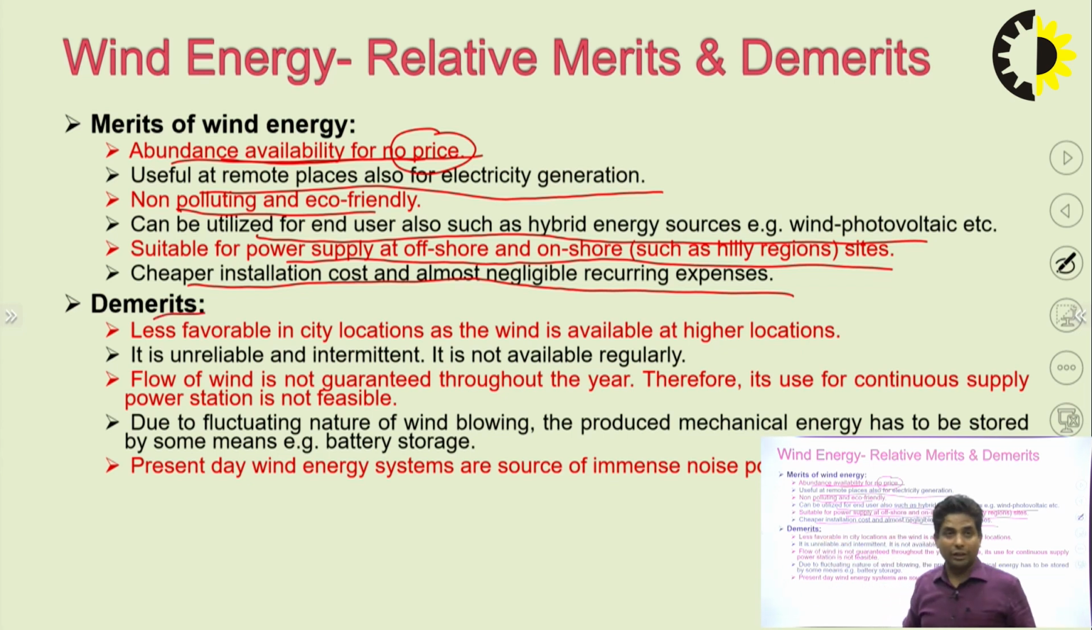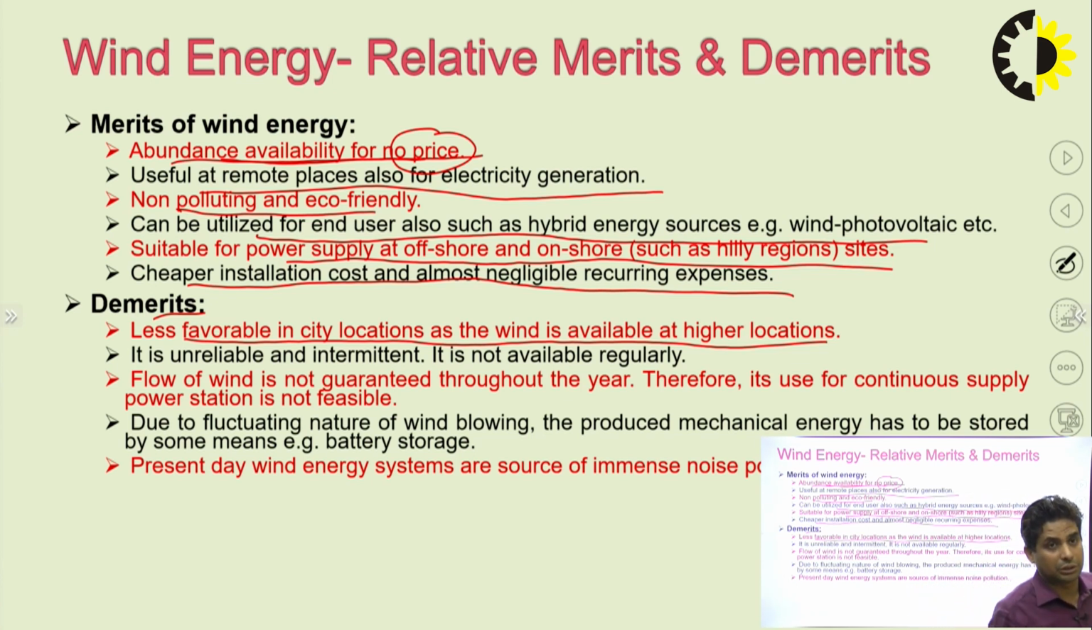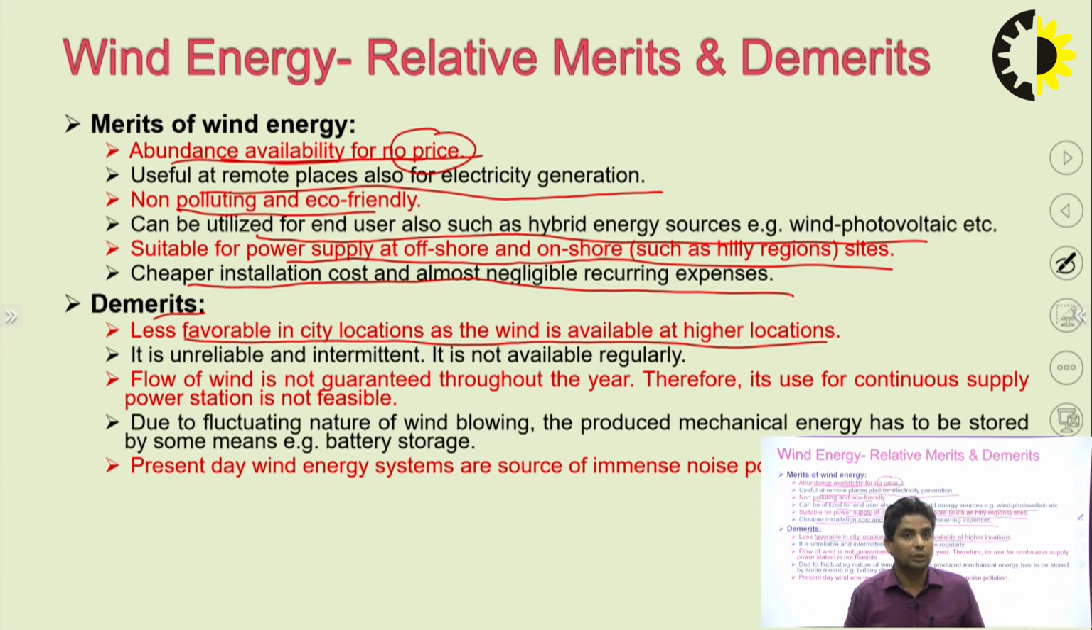Demerits. When we discuss the advantages of any technology, there are some limitations as well, as demerits or restrictions. It is less favorable in city locations, as wind is available at higher locations only, because in the city there are various buildings and structures that can stop the wind, which is a major requirement for wind energy production.